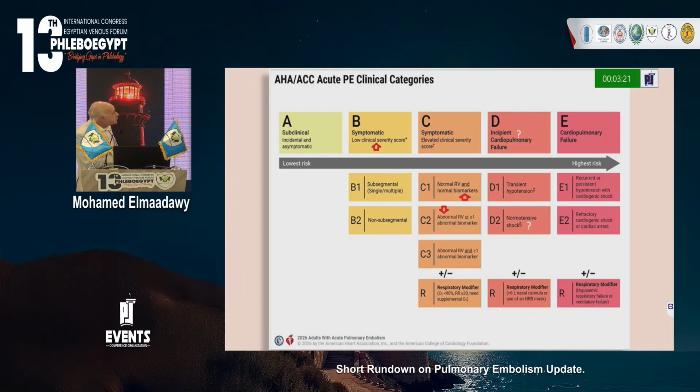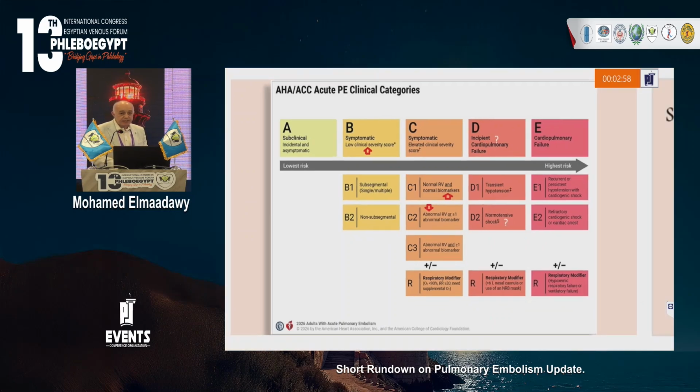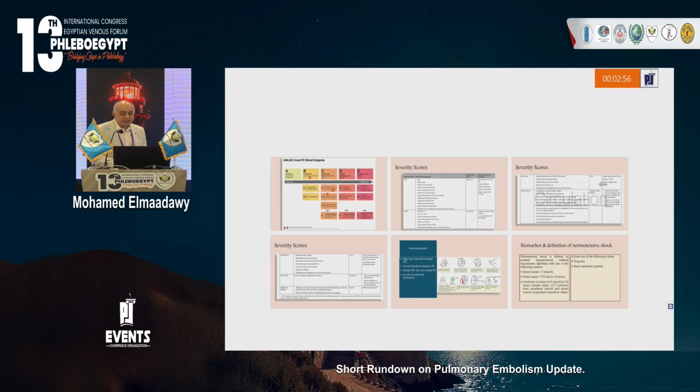This is the difference between B and C: the severity score. And here is some expression which is somewhat new: incipient cardiopulmonary failure. This we have to consider. And this is one normal biomarker, and this one is a role of the echocardiogram. I'll show what they meant by this.